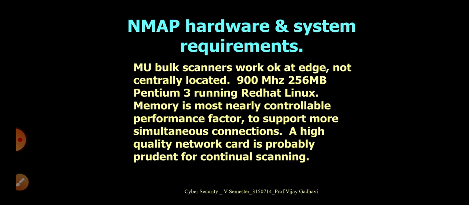NMAP hardware and system requirements. MU bulk scanners work okay at the edge but not centrally located. For example, 900 MHz, 256 MB, Pentium 3, running Red Hat Linux. This is an example. The memory is the most nearly controllable performance factor to support more simultaneous connections. A high quality network card is probably prudent for continual scanning.